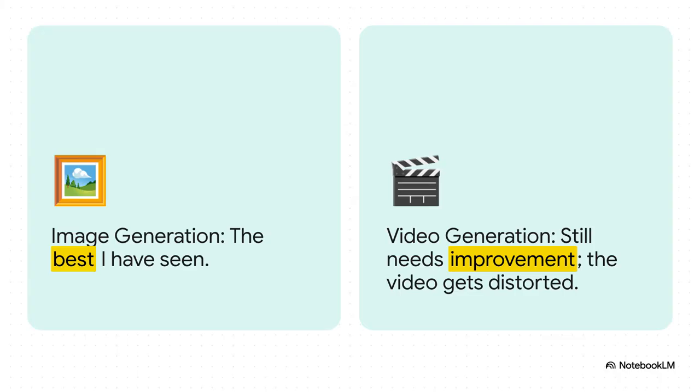And user feedback also points to a pretty clear split in what the tool is good at right now. The image generation, people say it's the best I have seen. But the video generation feature, not so much. The consensus is that it still needs a lot of improvement, with users complaining that the videos often get distorted. So it's really a tale of two different features at the moment.